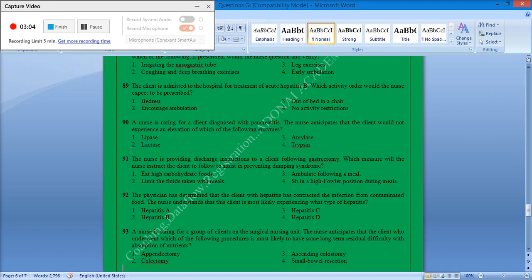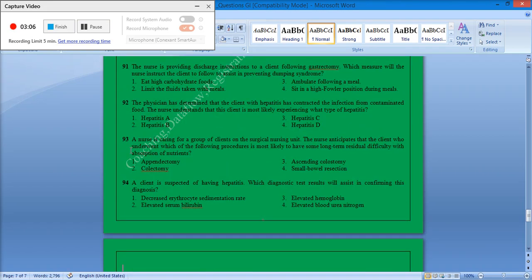91. The nurse is providing discharge instruction to a client following gastrectomy. Which measures will the nurse instruct the client to follow to assist in preventing dumping syndrome? 1. Eat high carbohydrate foods. 2. Limit the fluid taken with meals. 3. Ambulate following a meal. 4. Sit in high Fowler's position during meals. The correct answer is 2. Limit the fluid taken with meals.